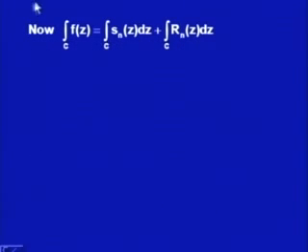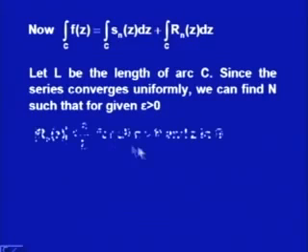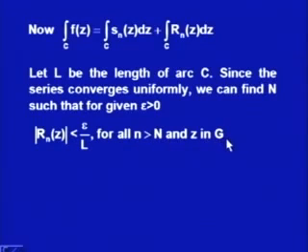Once this is done, we write down the integral of f(z) over the curve C equal to the integral of S_n(z) dz over C plus the integral of R_n(z) dz over C. So, integration over C. Let L be the length of arc C. Since the series converges uniformly, we can find N such that for given epsilon greater than 0, |R_n(z)| is less than epsilon by L for all n greater than N and z in G. This is due to uniform convergence, which is being given to us.